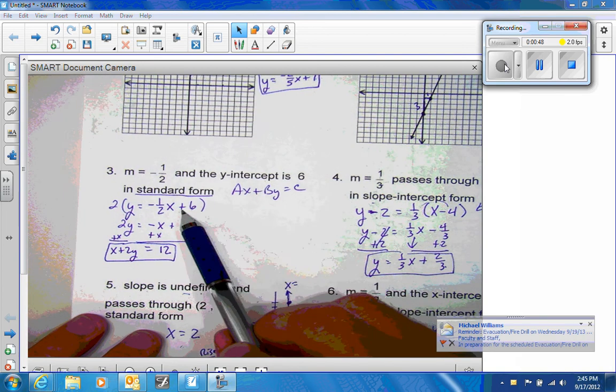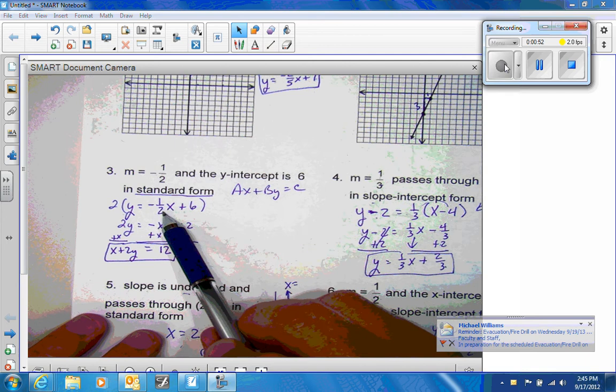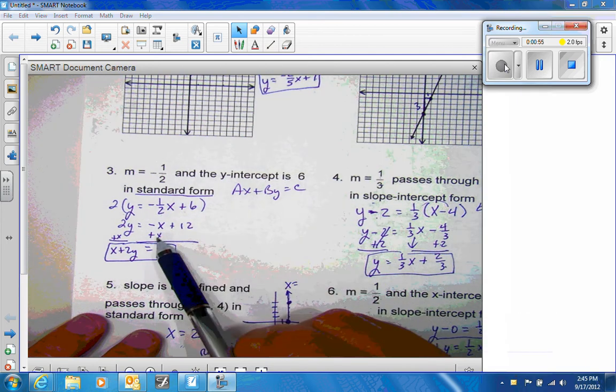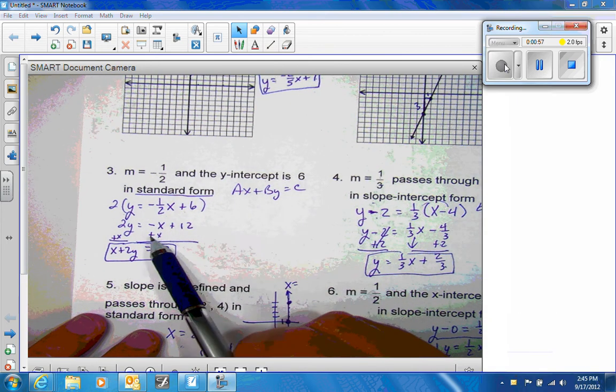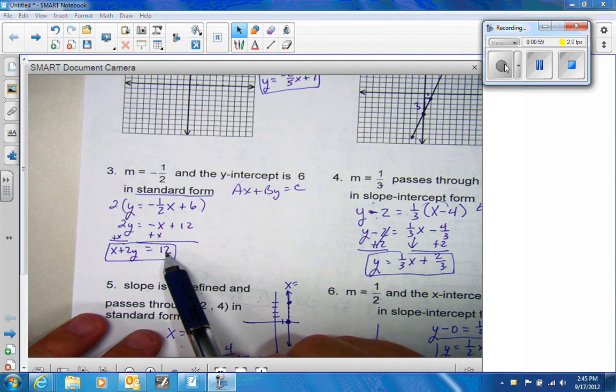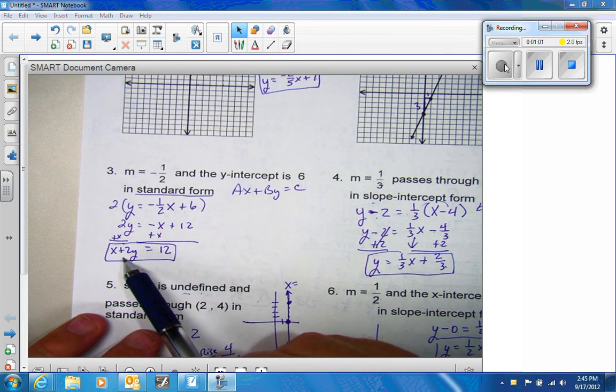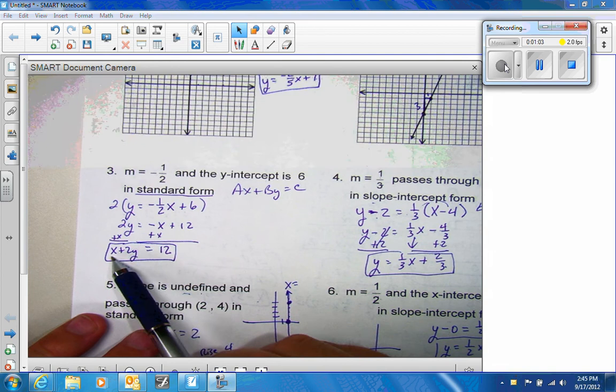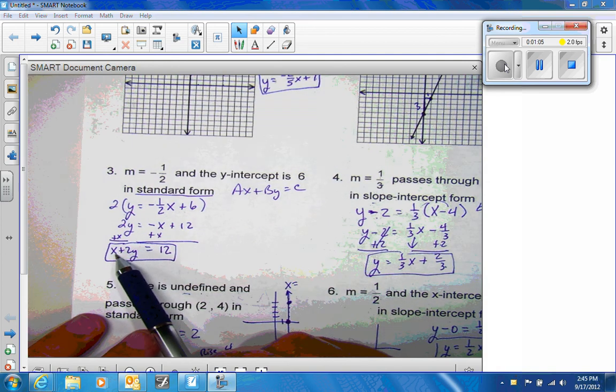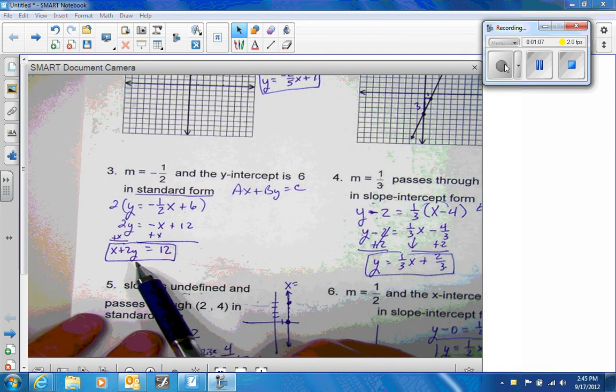Go ahead and put it in slope-intercept form, but then let's go ahead and get rid of the fraction. We're going to multiply everything by 2, and then we're going to move the x over. And when we do that, I get x plus 2y equals 12. So therefore, that's standard form. Remember, standard form has x positive. It's on the same side as y. It always comes first, and there's no fractions.